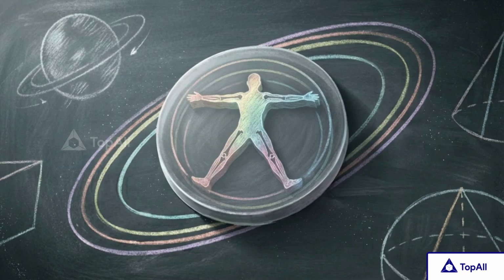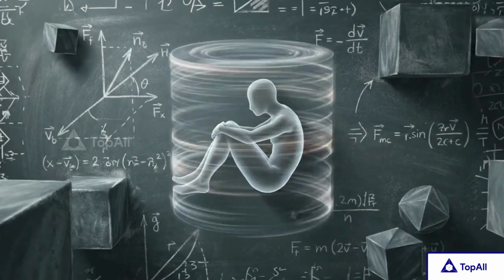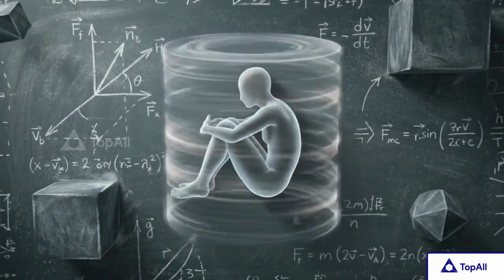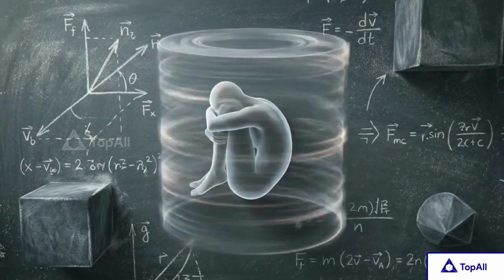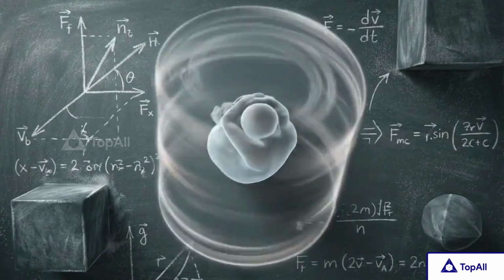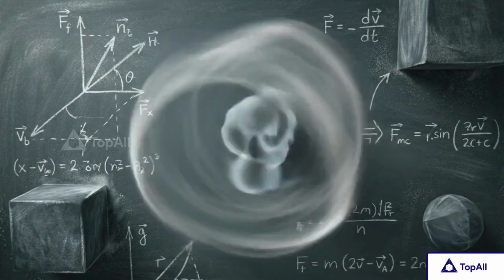A student on a frictionless swivel chair with arms fully extended rotates at a constant, relaxed pace. But watch what happens next. The student pulls their arms tight against their chest, and their rotational speed instantly multiplies, turning them into a blur.